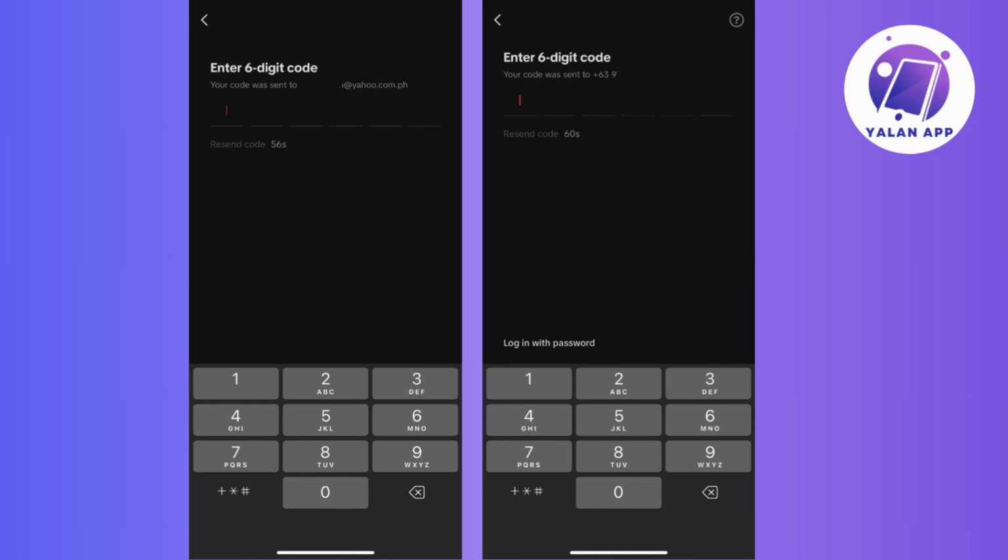And that's it. By understanding the potential reasons and implementing these troubleshooting steps, you can address the maximum number of attempts reached issue on TikTok effectively.